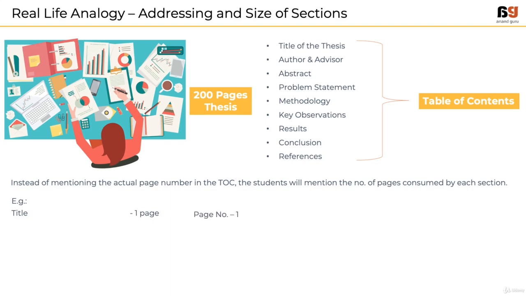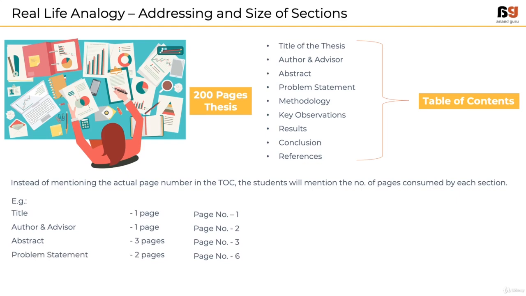and it is on page number 1. Author and advisor is a total of 1 page and it is present on page 2. Abstract is 3 pages and it starts from page number 3. Problem statement is 2 pages and it starts from page number 6 and so on. Now, are we making the table of contents simpler by doing something like this? No. In fact, it is more complicated now. But this example helps us to understand the size and addressing involved in executing a program.